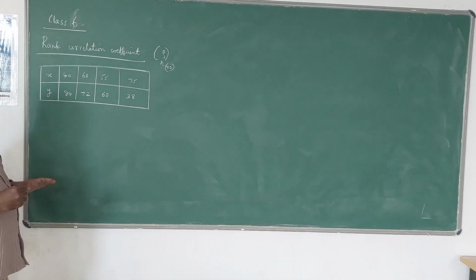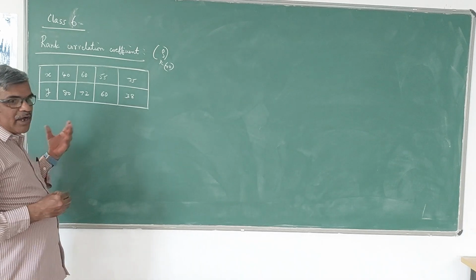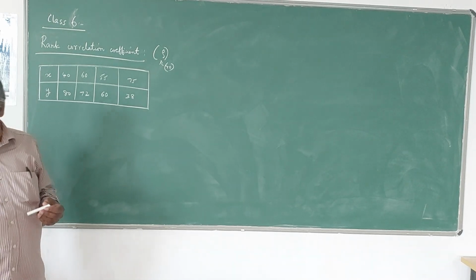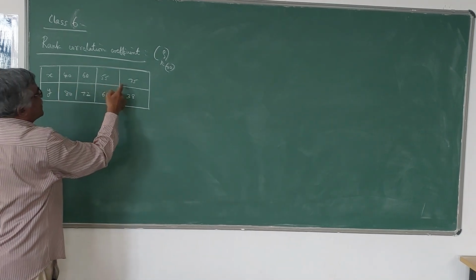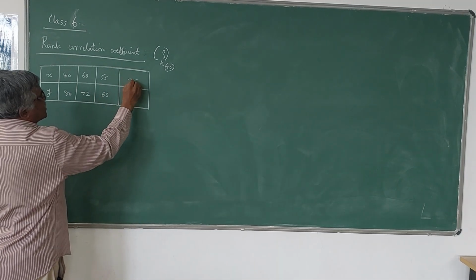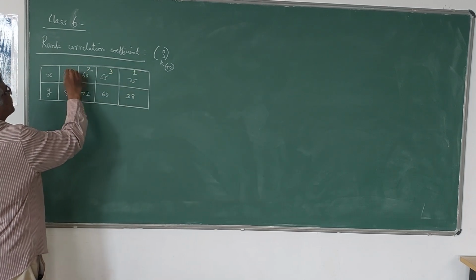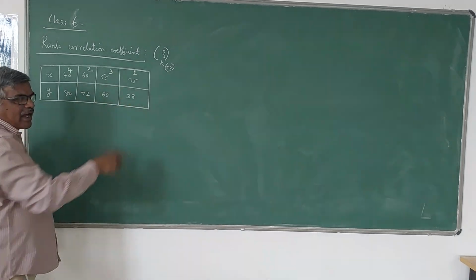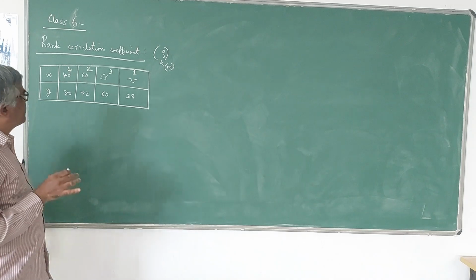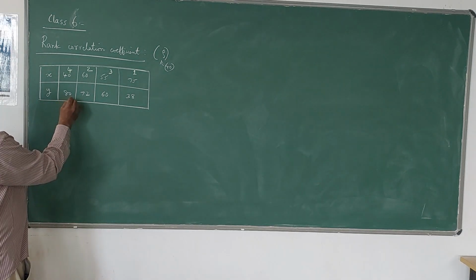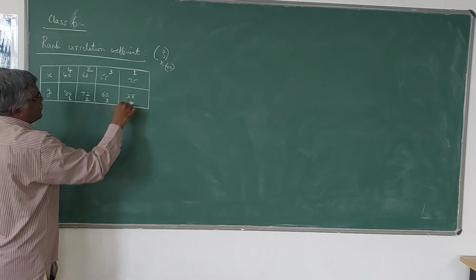Now, if you are asked to find the rank correlation coefficient, first we have to assign ranks to each variable. For example, among the x values, the highest is 75, next comes 60, next 55, next 40. So we assign the ranks 1, 2, 3, 4. Starting from the maximum, we move towards the minimum. Similarly for y, the highest value is 80, then this is second, third, fourth.